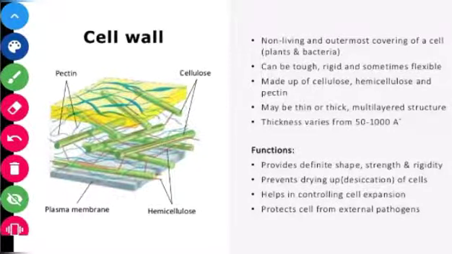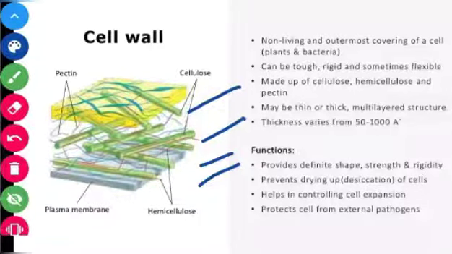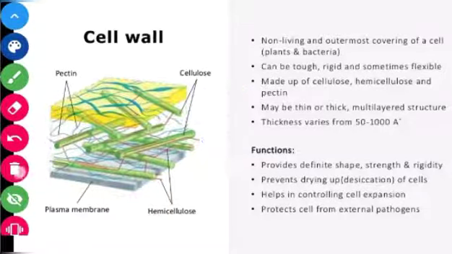The layer may be thin or thick, but it is a multi-layered structure. The cell wall may be thin or thick, but multiple parts are present, like, as I told you, cellulose, pectin, hemicellulose, etc. Next, the thickness of this varies from the plasma membrane or any other organelle. Here the thickness is 50 to 1000 angstrom. Next, let us move on to the functions of the cell wall.